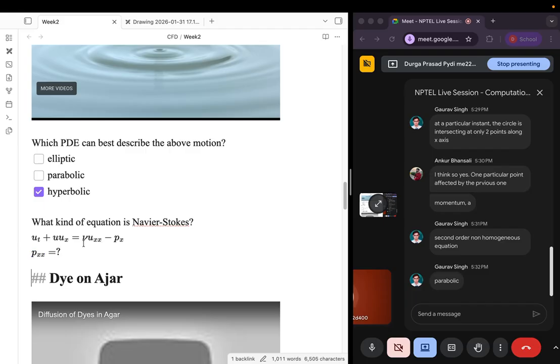Because we have only one equation, we cannot solve two unknowns from one equation. The other equation will be something in terms of p. So this will be an elliptic equation and this will be a parabolic equation. So that will be the combination that we will be solving.